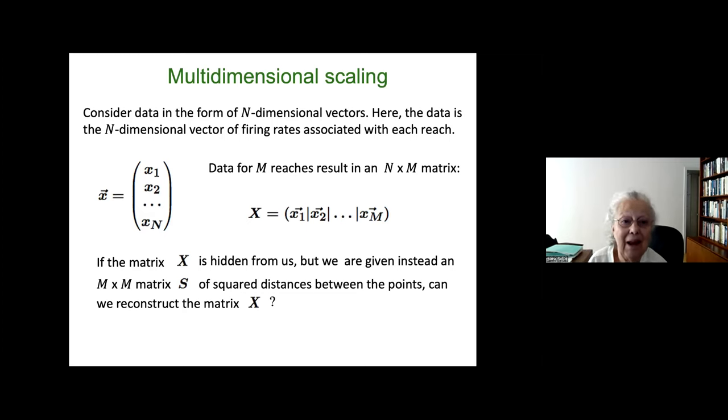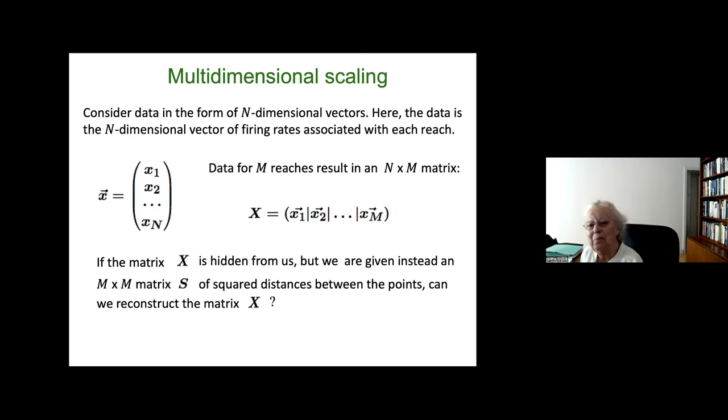So let's assume for a moment that we have data. The data is, again, each data point is an n-dimensional vector. For instance, the n-dimensional vector of firing rates associated with each reach. So each data point is this vector x1, ..., xn. We have m data points, and we get this n by m matrix as before. Now, assume that I have this matrix, but I hid it in my pocket. I don't give you this matrix.